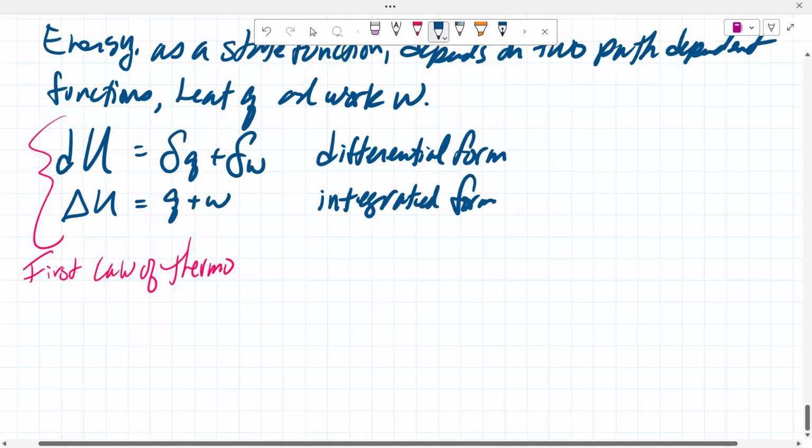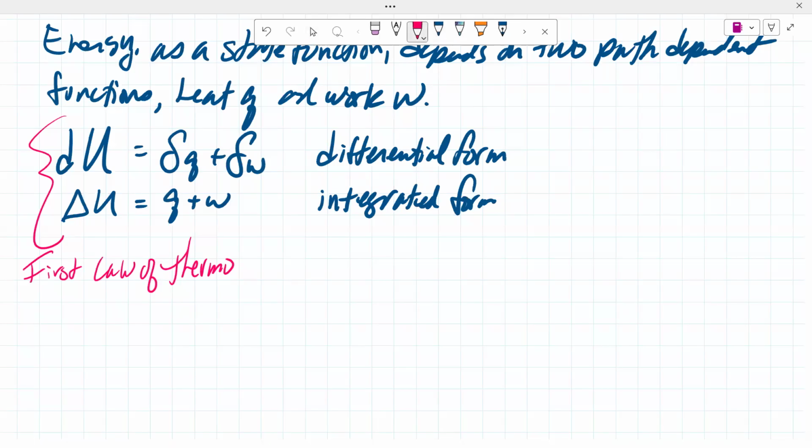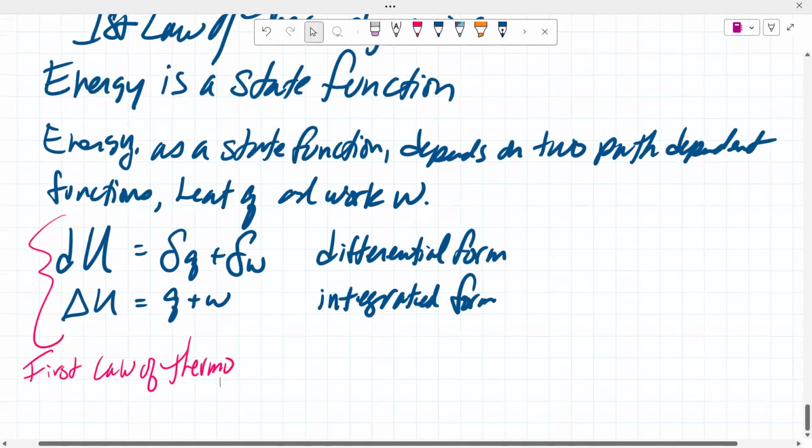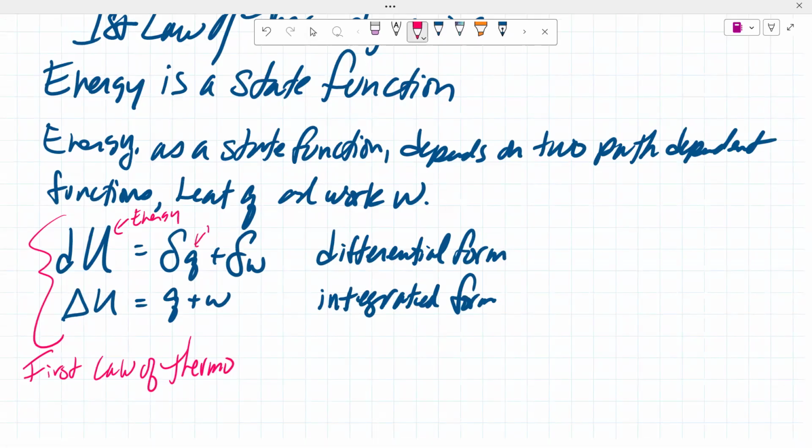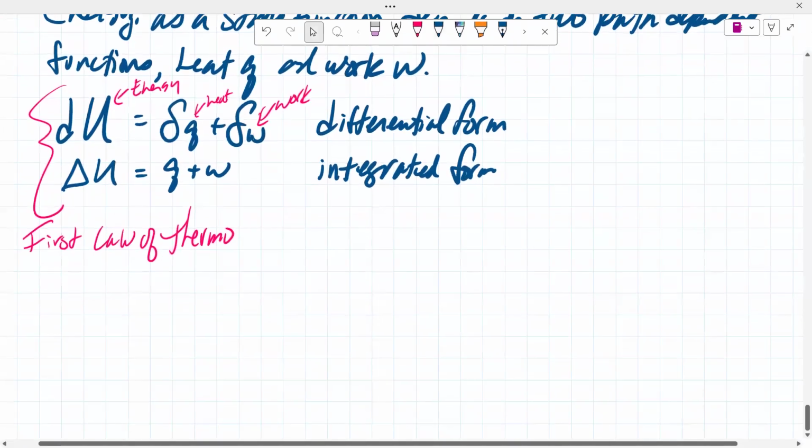Just in case you haven't picked up on this, the U is the energy we're talking about. This one is heat, and this one is work. The choice of letters is not always the best phonetic choice. However, it is consistent historically, so we're going to go with that.